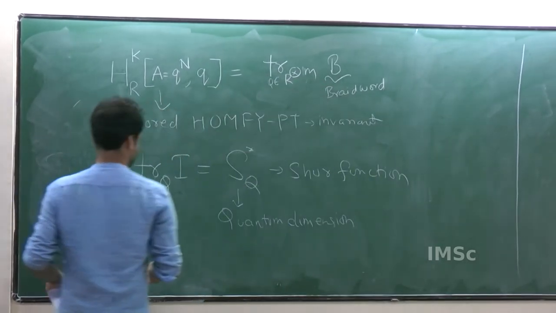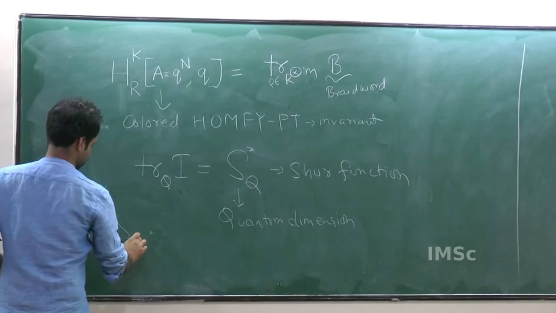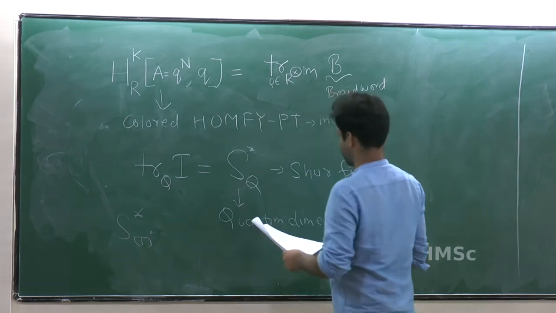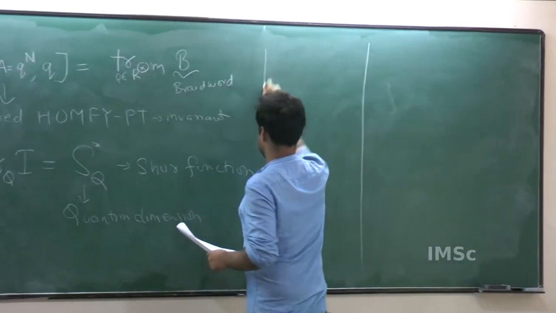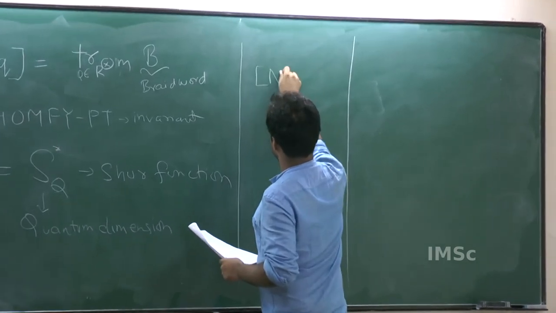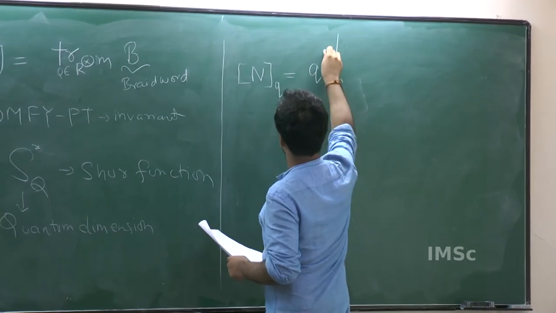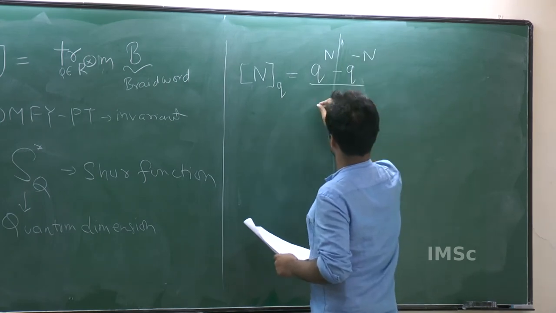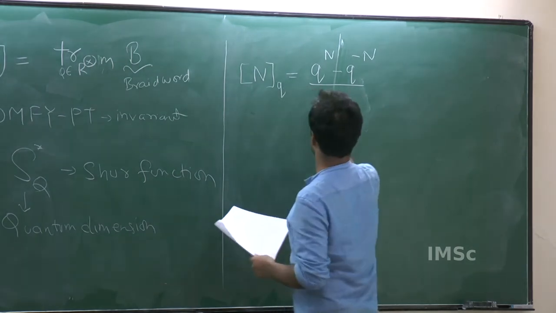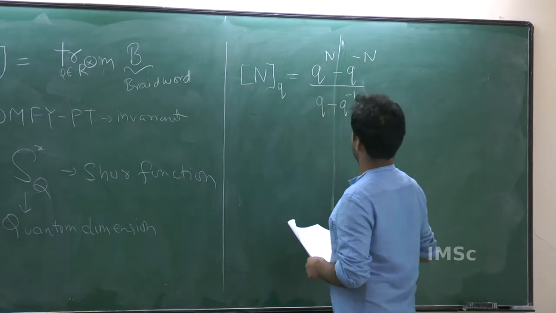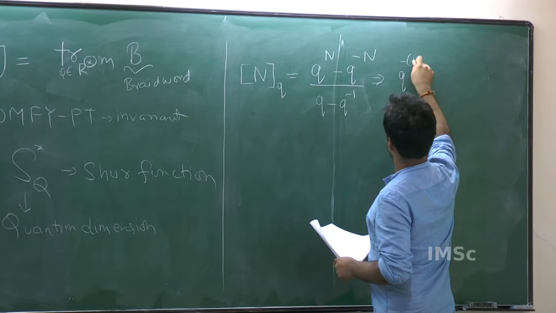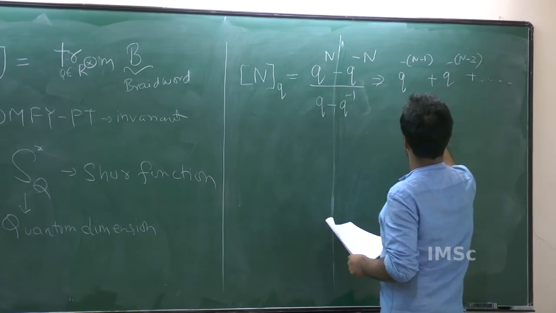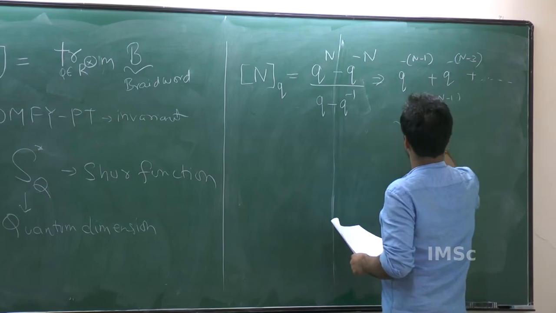So how do we compute? Let's say some example. Let's say you have a spin one. What is the Schur function? This is nothing but the quantum dimension. So let me recall what a quantum number is. Any number n is promoted to Q to the power N minus Q to the power minus N, divided by Q minus Q inverse. You can expand this as Q to the power N minus 1 plus Q to the power N minus 3, and so on up to Q to the power minus (N minus 1). So this is N terms.